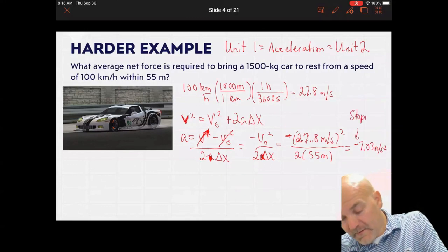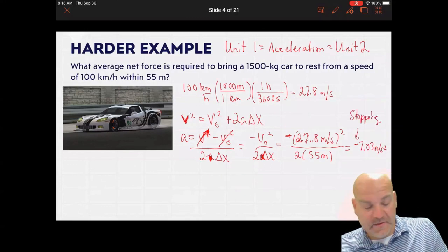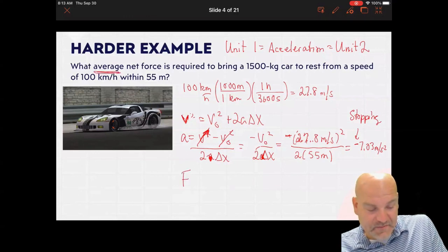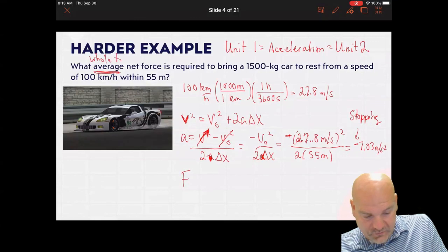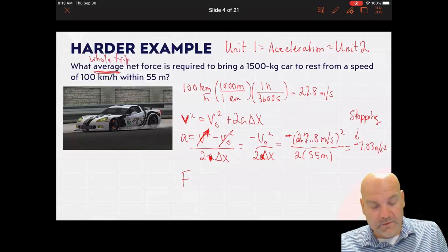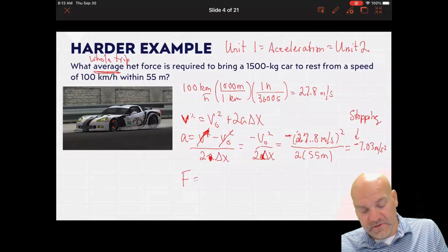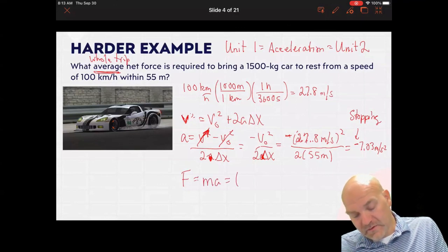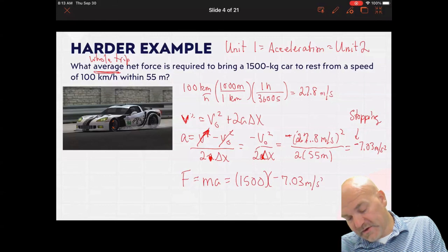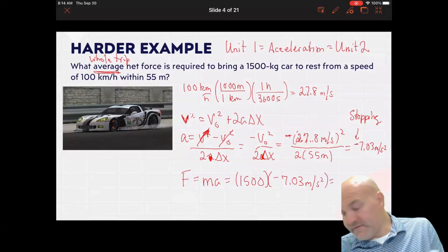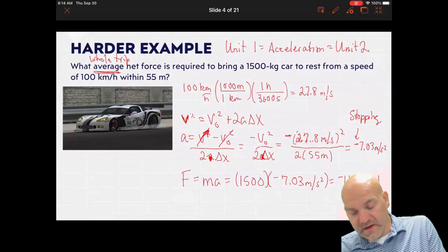Again, negative acceleration because we're stopping. And anytime it says average, remember, average just means whole trip. So we're looking for the force over the whole trip. We're just going to say F equals ma. So we have a 1,500 kilogram car times negative 7.03 meters per second squared, and then we have a force of 11,000 newtons.